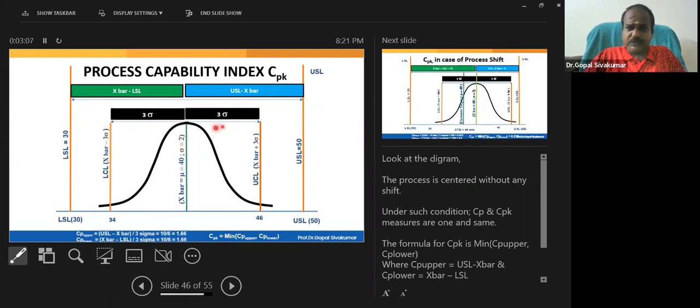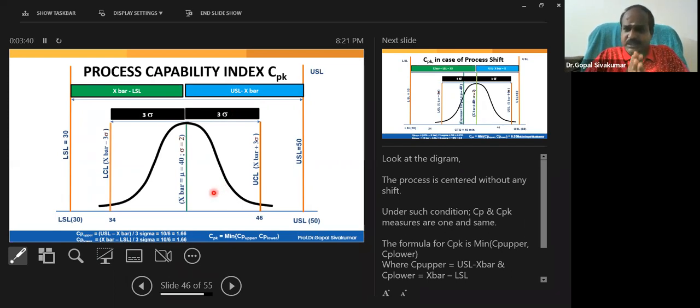Similarly, the process width also we divide into two parts. How much is the process width? 6 sigma. When you divide into two parts, 3 sigma here, 3 sigma here. We have now divided the specification width into two parts and the process width into two parts. Now find a ratio. The blue bar divided by 3 sigma is called Cp upper. The green bar divided by 3 sigma is called Cp lower.